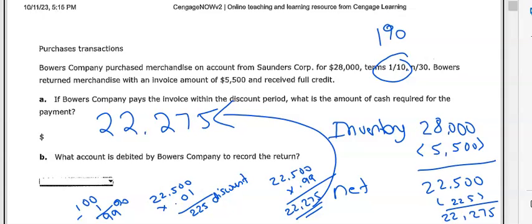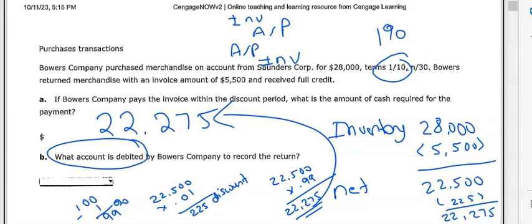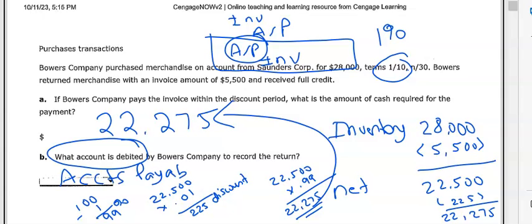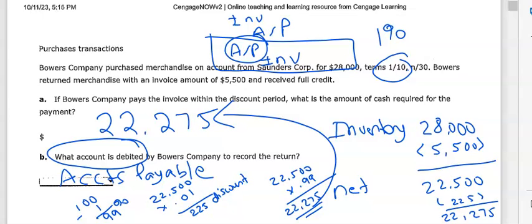So what account is debited to record the return? Well, when we purchase inventory, we debit inventory and credit accounts payable. So whenever we return it, we reverse that. So when we return inventory, we debit accounts payable and credit inventory. They say what account is debited when we record the return? Well, this is our return. What account do we debit? Accounts payable. So the answer here is accounts payable would be debited, because what we would be doing is reducing that, because we won't owe them as much because we returned some of it to them. All right, let's look at the next page.